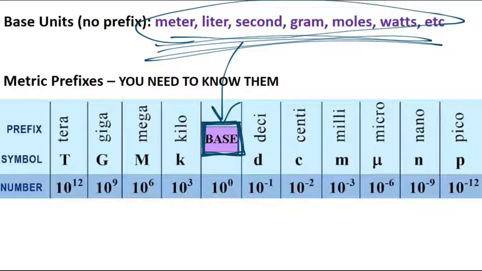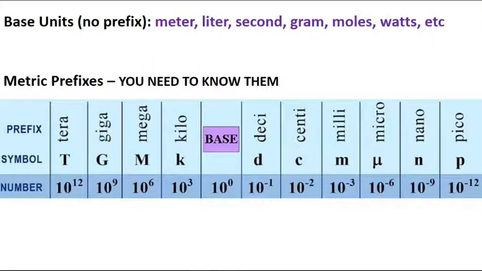And so we can have meters or kilometers. We can also have kiloliters or kiloseconds, kilograms, kilomoles, kilowatts, etc. So these are all just prefixes you see in this chart that are going to make our units a little bit bigger or smaller depending on what we need.